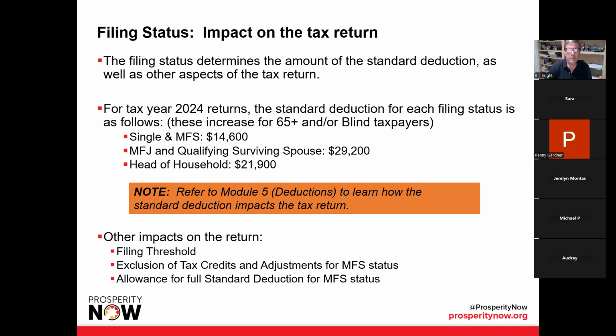Again, other impacts of the filing status: there's the filing threshold where you're required to file, and we'll get into that in another lesson. Also, exclusion of tax credits and adjustments for married filing separate, and allowance for the full standard deduction for married filing separate.